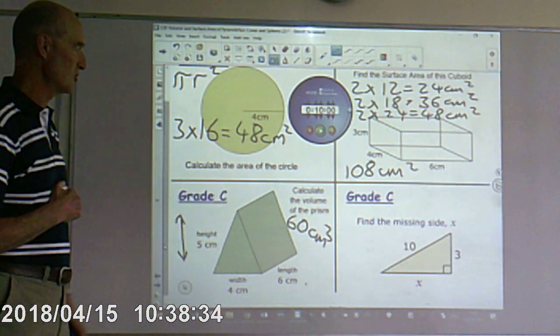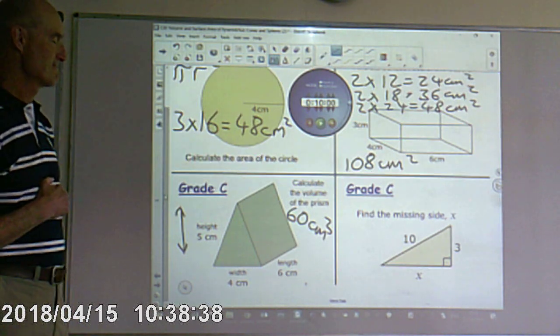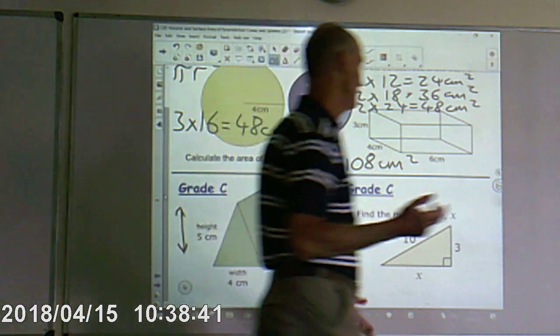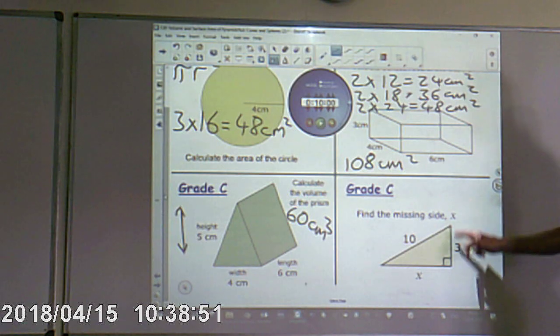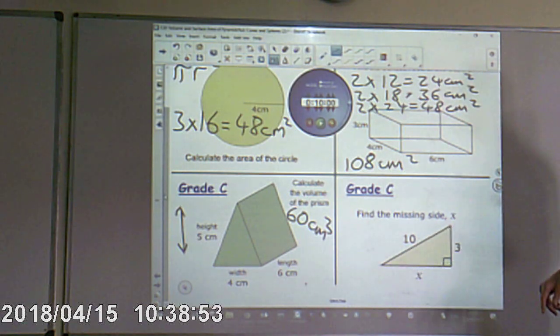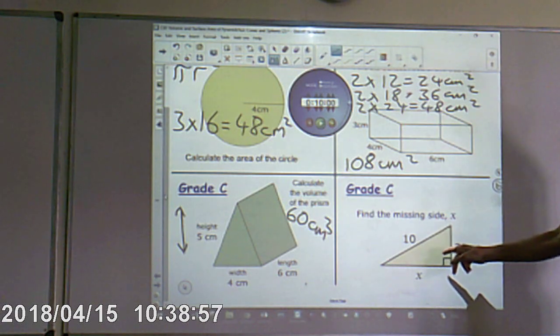60 centimetres cubed. Right, okay, find the missing side x. Right, this is something that I haven't covered with you since we've been out of school. It's actually Pythagoras' theorem, isn't it? Okay, yeah, it's Pythagoras' theorem here, which says that if you've got a right angled triangle, the sum of the squares of the two short sides is equal to the square of the long side.